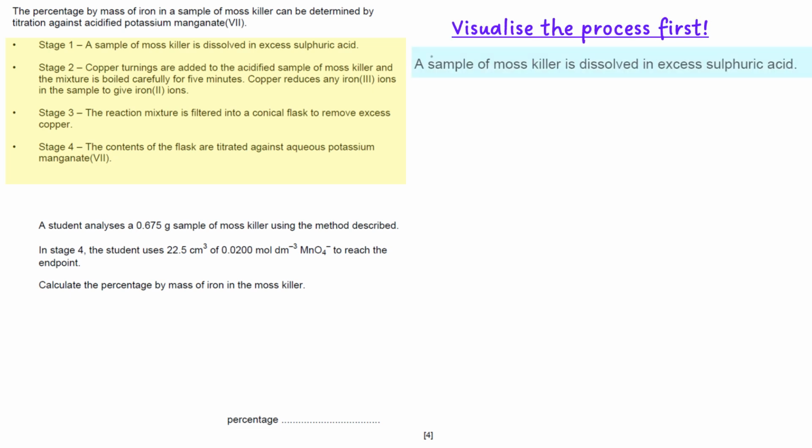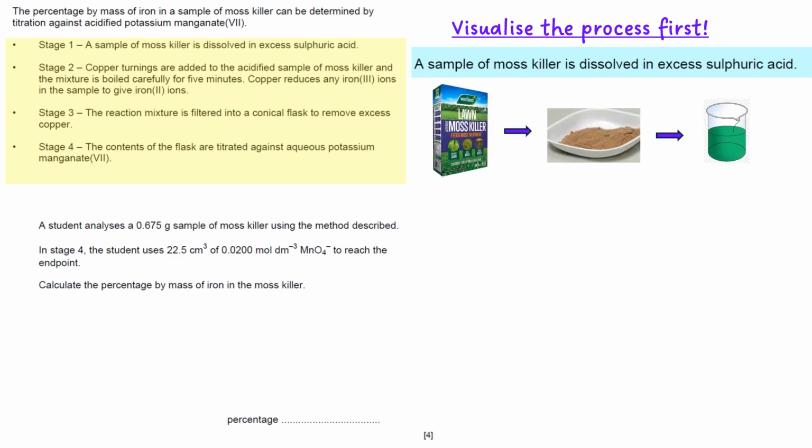So your moss killer is dissolved in excess sulfuric acid. So this is my moss killer. This is the sample of it. It says lower down that the student analyzes a 0.675 gram sample, and it's dissolved in excess sulfuric acid, so all the iron in ionic form dissolves. Now that could be iron as Fe3+ or Fe2+.